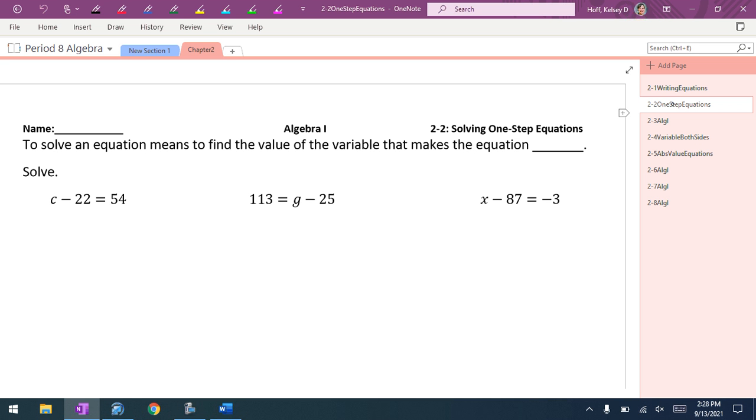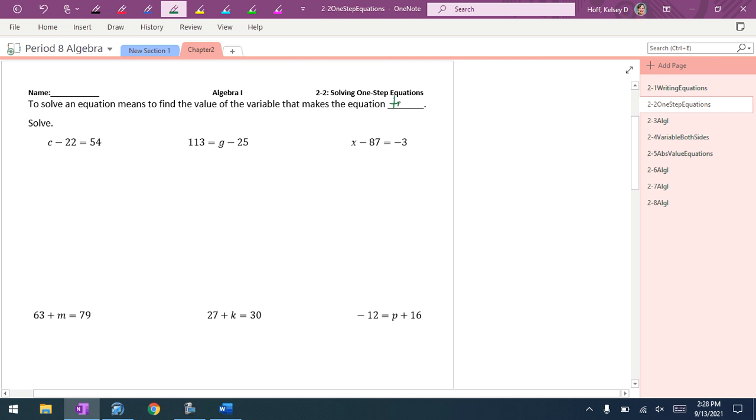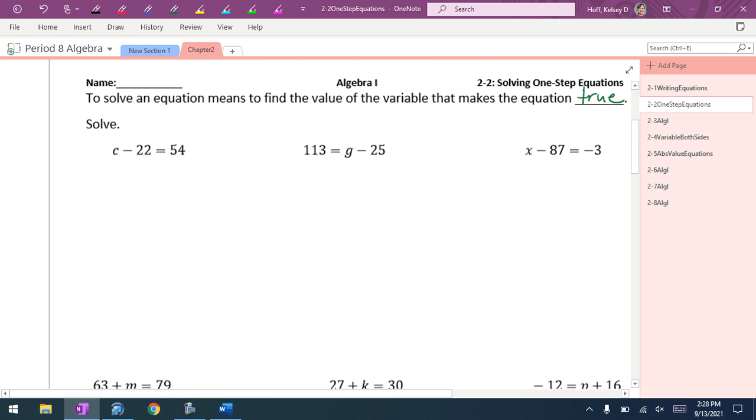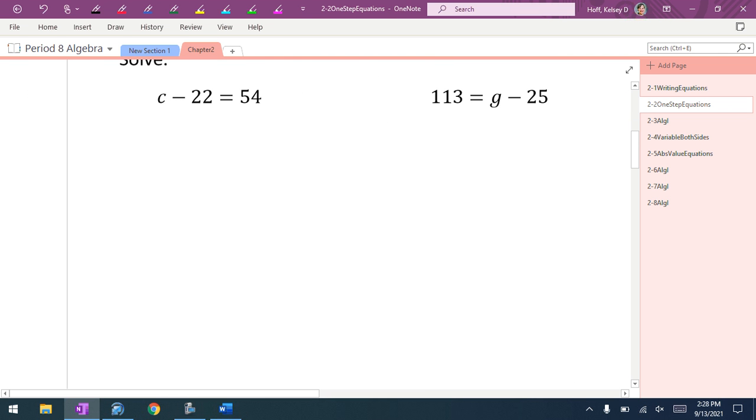Okay? To solve an equation means to find the value of the variable that makes the equation true. You are trying to find the value of C, the value of G, the value of X, that if you substituted it in, it would make a true statement. Okay? Every single problem today, you should write down on your scratch paper and draw a line through the equal sign. You guys have done this before, correct? Keep your equal sign on the line.